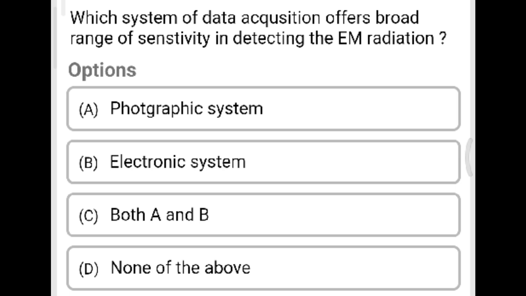Next question, which of the system data acquisition offers broad range of sensitivity in detecting the EM radiation, that is electromagnetic radiation? Option A photographic system, option B electronic system, option C both A and B, option D none of the above. The correct answer is option B electronic system.